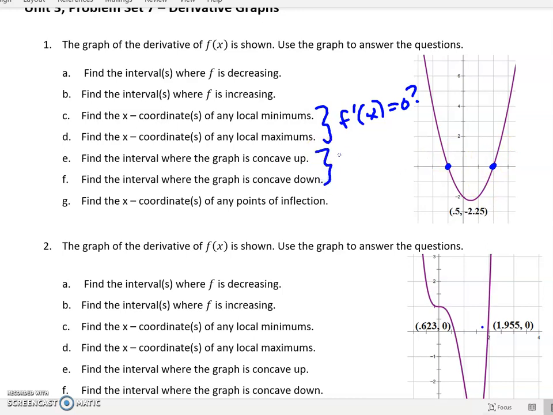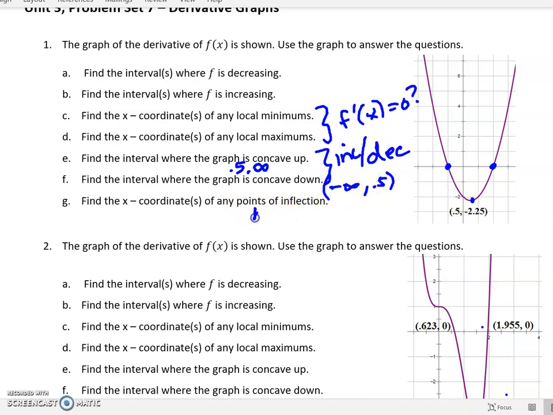Concavity is when your derivative is increasing. So you're looking for increasing/decreasing intervals. Concave up is when it's increasing, so like I would go from here over, from 0.5 to infinity. It's concave down, or decreasing, from negative infinity to 0.5.